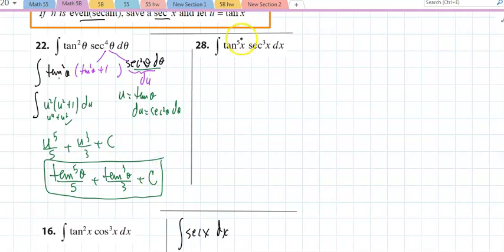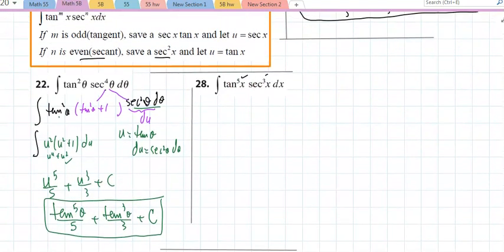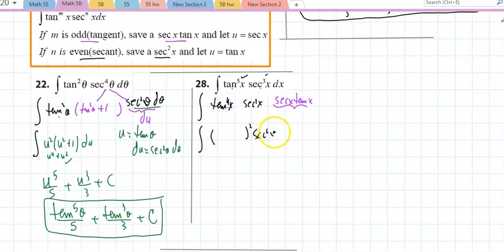Another problem, if I notice they're both odd, that's good news. That means this rule works. And how does that work? Well, if I see that tangent is odd, I'm going to save a secant tangent. What do you take a derivative of to get secant tangent? We take a derivative of secant. So this right here will be secant squared of x, but this will be tangent to the fourth. And I need to get rid of tangent to the fourth because I'm going to let u equal secant. And this is tangent squared squared. This happens most of the time.